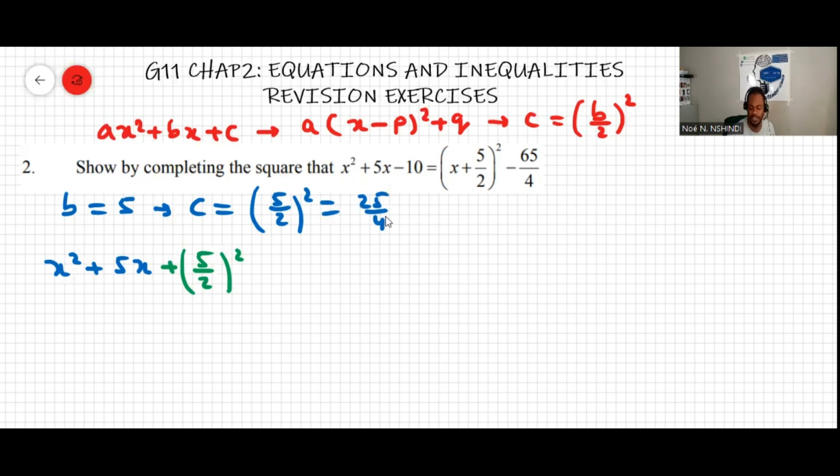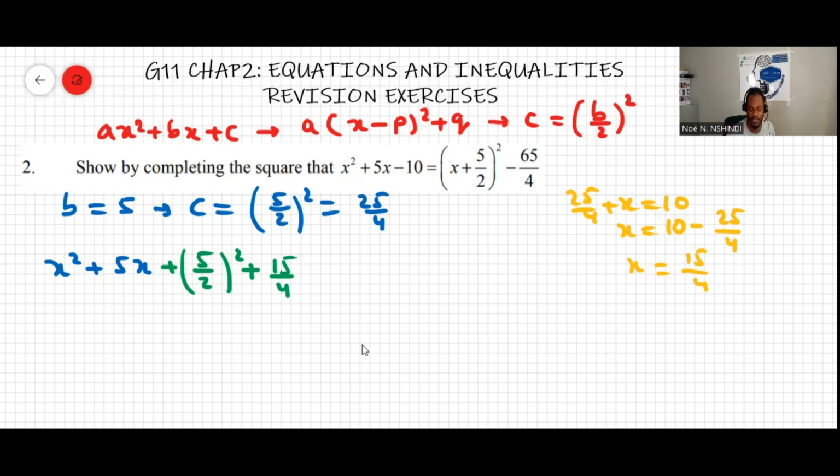Then I know that this is 25 over 4. It's not 10 yet. I want to say to myself, if I have 25 over 4 plus what equals 10, I'll move 25 over 4 over. That makes x equal to 10 minus 25 over 4. Then this will make 40 minus 25, that makes 15 over 4. So it means I need to add 15 over 4 to this expression to keep it the same. Oh, it was negative 10.